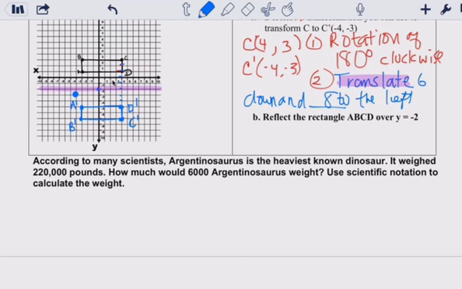According to many scientists, Argentinosaurus is the heaviest known dinosaur. It weighed 220,000 pounds. How much would 6,000 Argentinosaurus weigh? Use scientific notation to calculate.